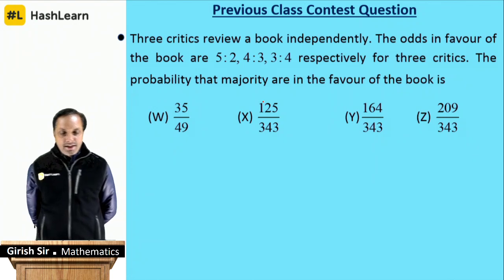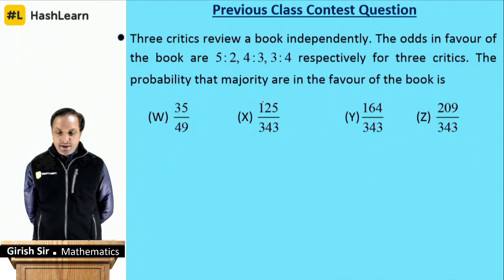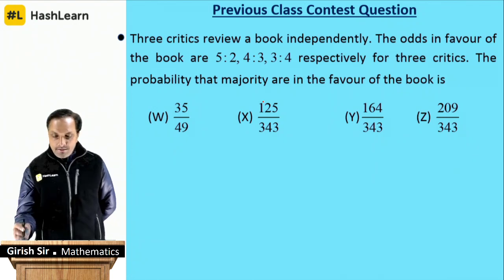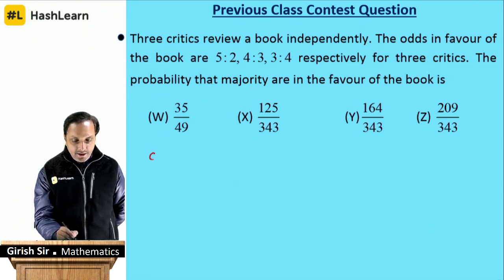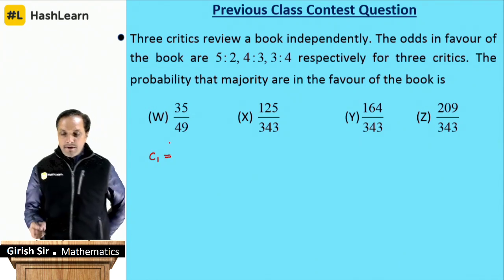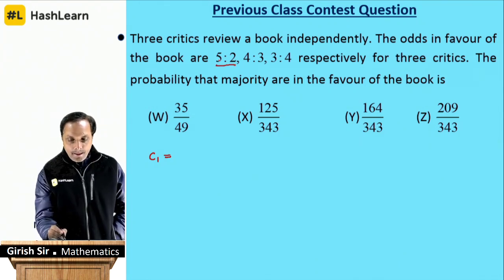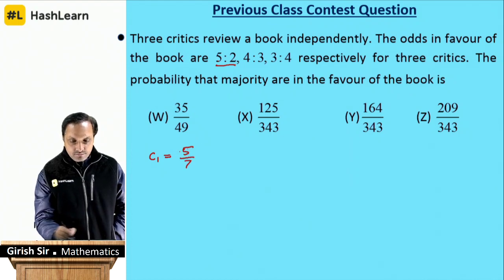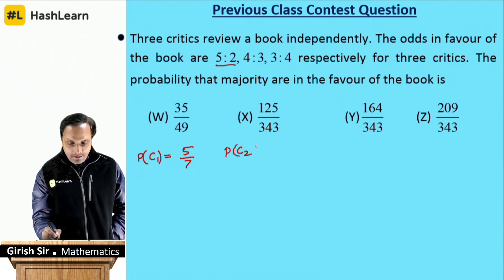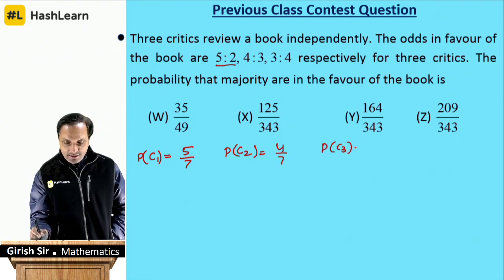So the 3 critics review a book independently. Odds in favor of the book are, this is critic number 1, odds in favor बोले तो 5 plus 2 is 7, so 5 out of 7. Probability of that is C1. Probability of critic number 2 reviewing is 4 out of 7. Probability that critic number 3 reviewing is 3 out of 7.